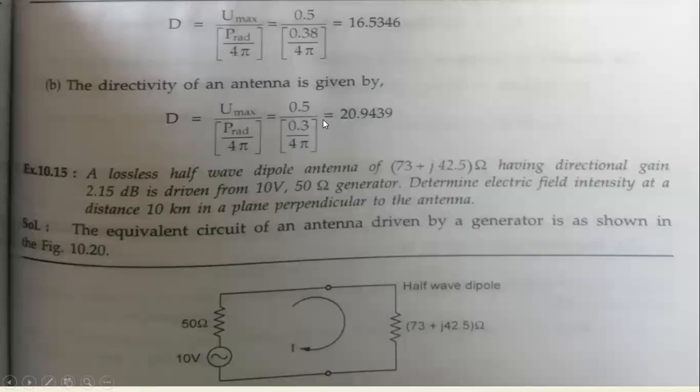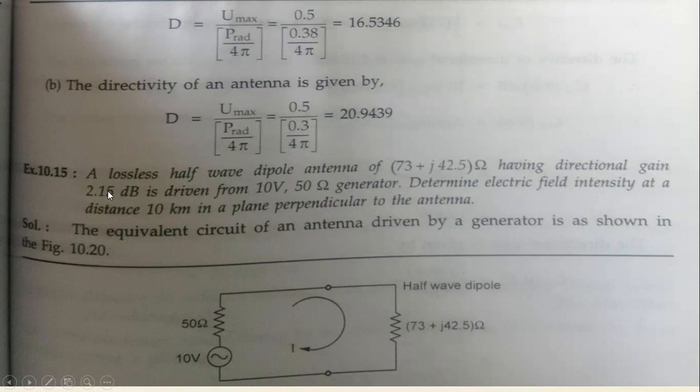Here we are calculating this value two times, with respect to the input power as well as with respect to the radiated power. Once with the help of P input, there will be a change, that is nothing but the 0.4 and the 0.5. Likewise, there are minor changes, and with the help of that you can calculate the directivity.